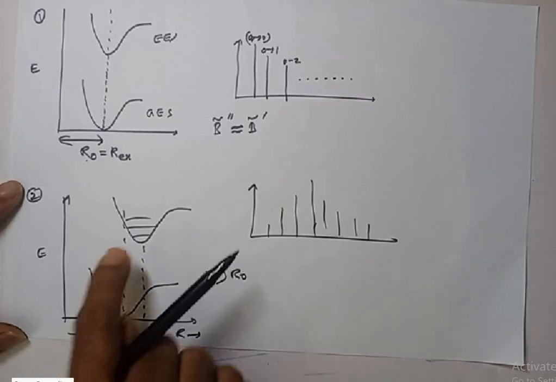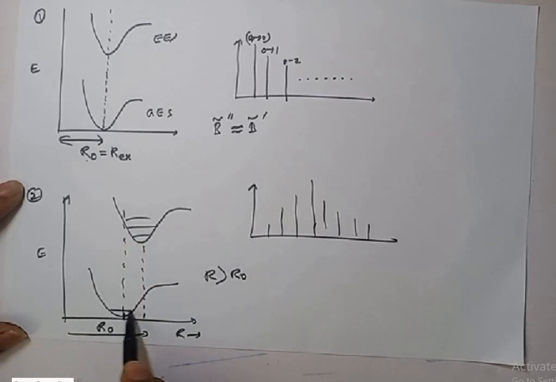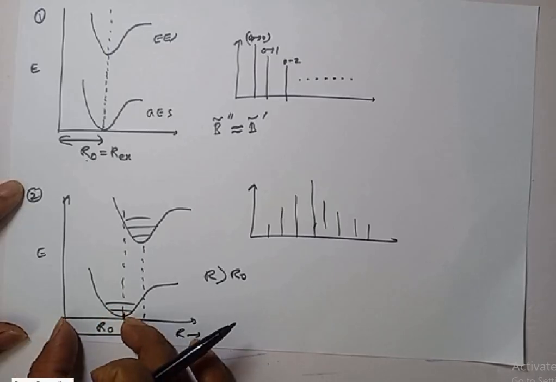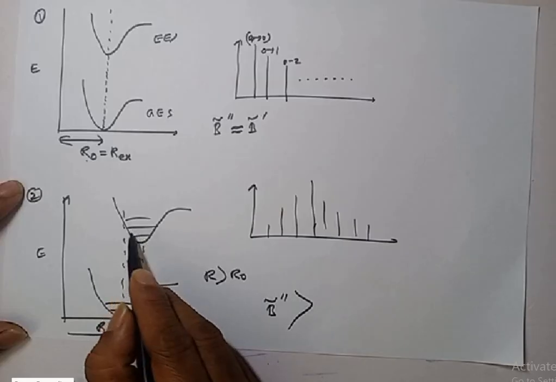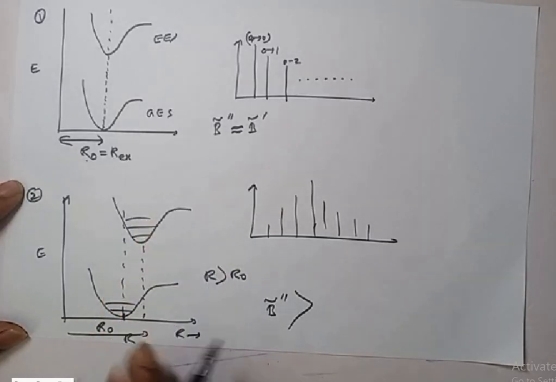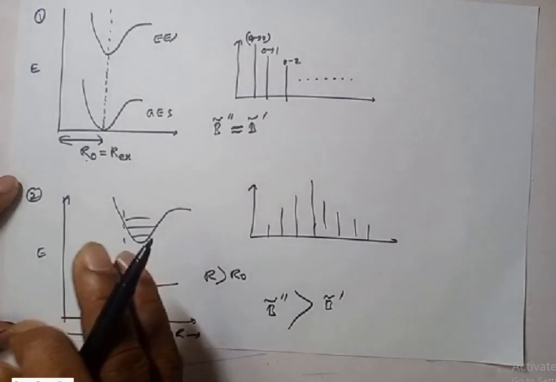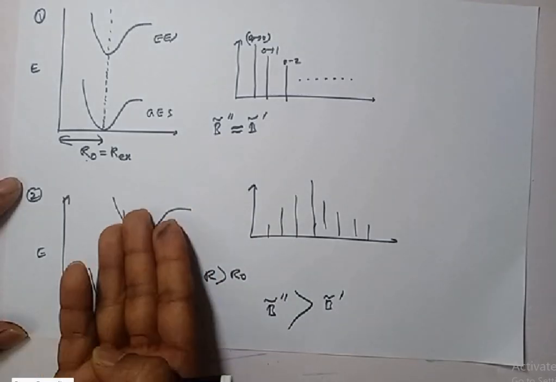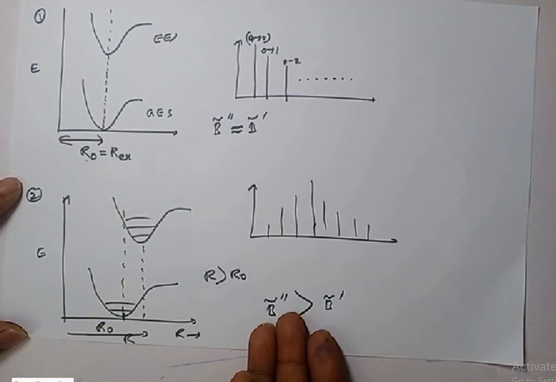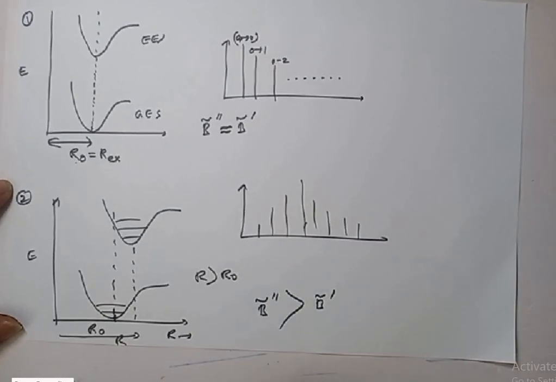In this case, observe carefully, the ground electronic state has lower internuclear distance. Therefore, the rotational constant for the ground electronic state is higher. And for the excited electronic state, the internuclear distance is large. Large internuclear distance means the corresponding rotational constant is small. So in a diatomic molecule having this type of electronic arrangement, B double prime greater than B prime is possible. Now, I'll just show you one more case here, the third case.